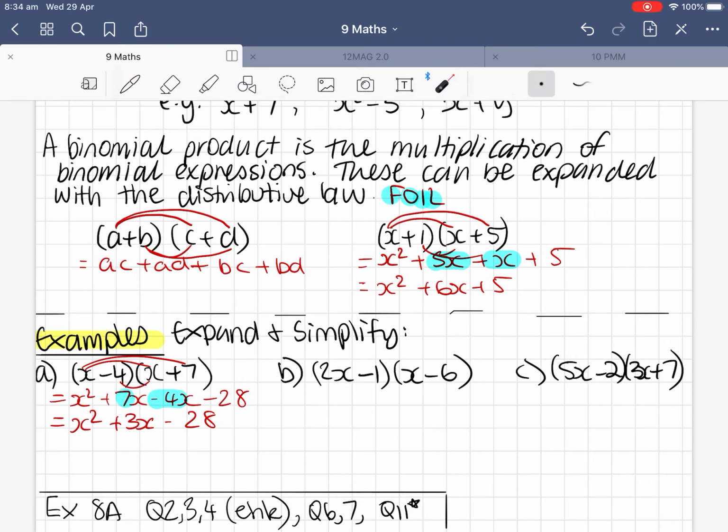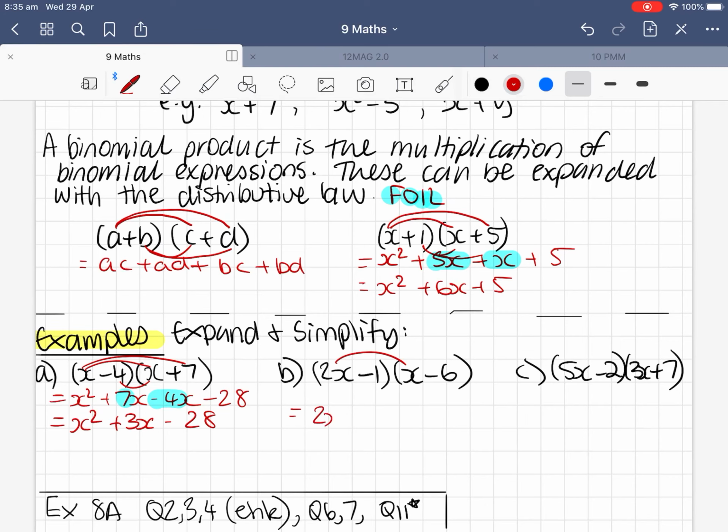And that's my answer. Now be warned, in your exam or in your textbook, sometimes we just say to expand a binomial product, but we always want you to simplify. So even if that word simplify isn't there, this answer here is not adequate. You would need to have this final answer at the bottom with the like terms collected. If you would like to, pause this now and have a go at B and C. Otherwise, I'm going to get straight to it.